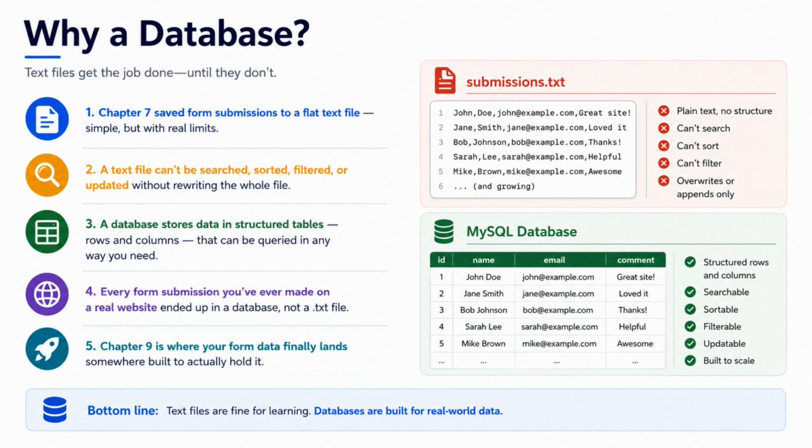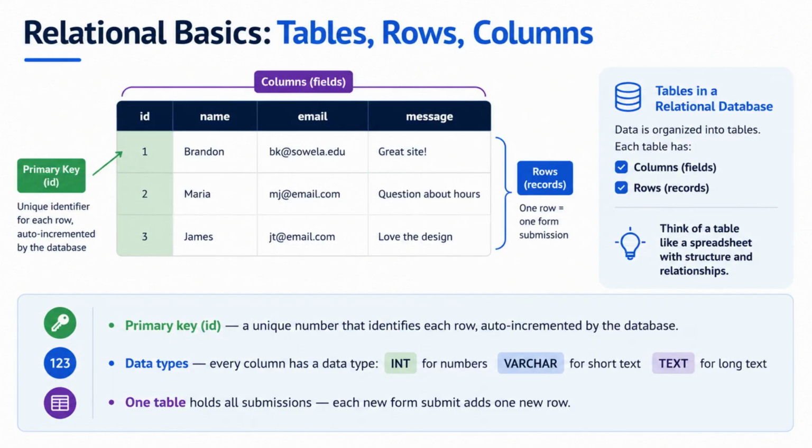Keep the visual comparison on screen simple. A table looks like a spreadsheet. Columns define what kind of data each field holds. Rows are the individual records. One row in a submissions table is exactly the same information as one line in submissions.txt, just stored somewhere that understands its own structure.